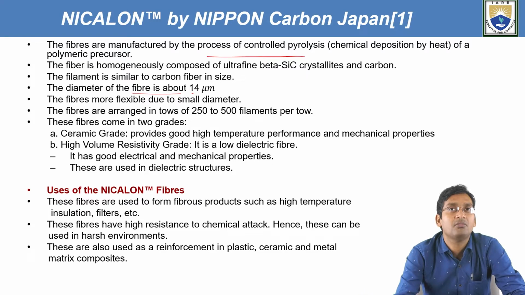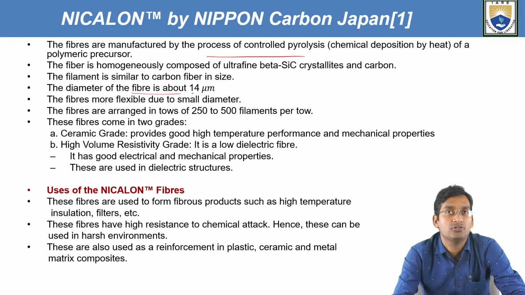These fibers come in two grades. The first grade is ceramic grade and the second grade is high volume resistivity grade. So in ceramic grade, what happens? Ceramic grade provides good high temperature performance and mechanical properties. At higher temperature also their performance is good and mechanical property is also good. And the second one is high volume resistivity grade. It is a low dielectric fiber. It has good electrical and mechanical properties, and these are used in dielectric structures.